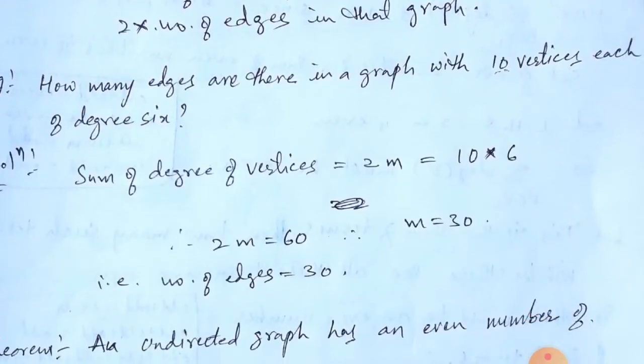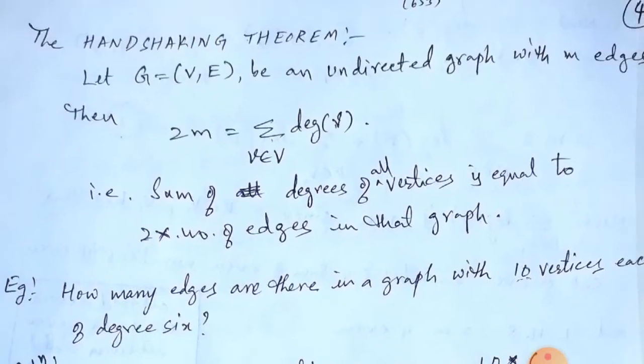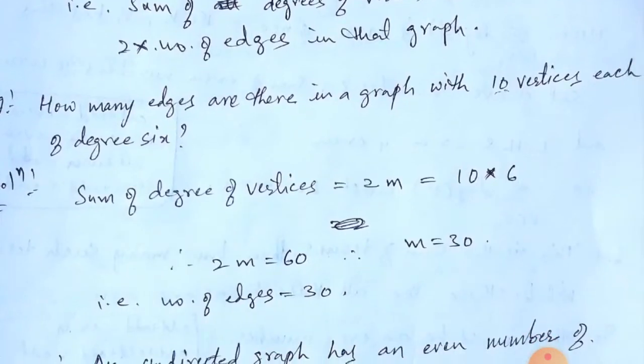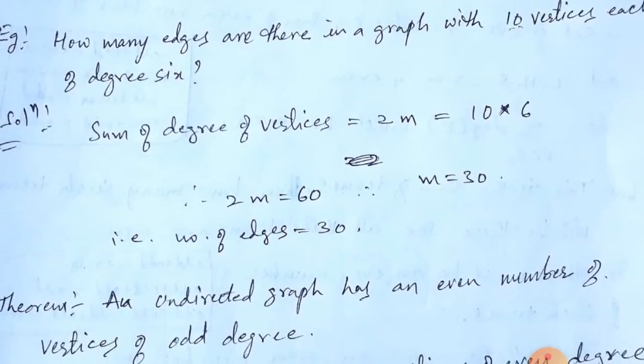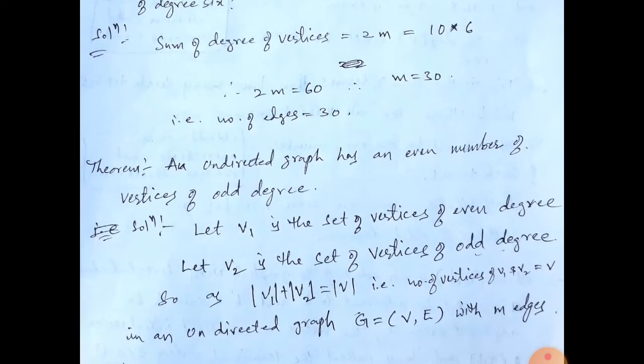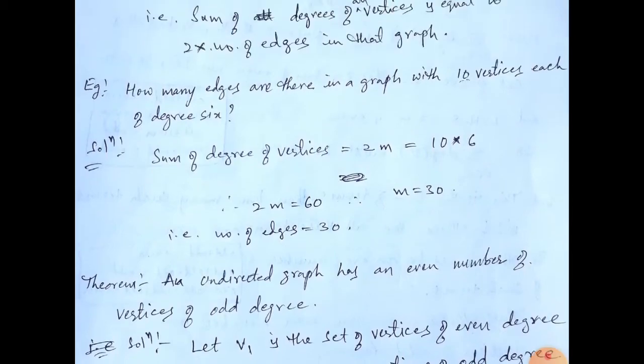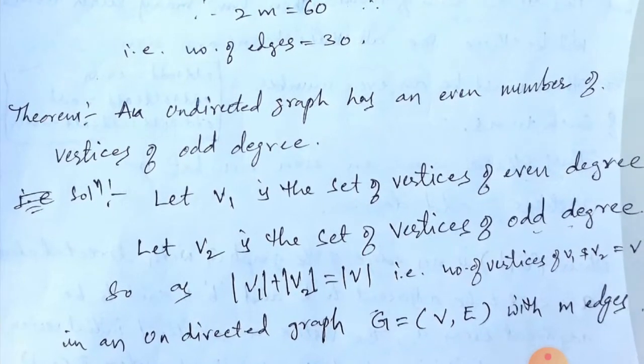Now what is the sum of the degrees of all vertices here? We have 10 vertices, each having degree 6. So the total sum of the degrees of vertices is 10 into 6. Of course, the sum of the degrees of vertices is nothing but 2m. Now 2m is equal to 60, so m is equal to 30. So the number of edges m is 30. Like this we can calculate. If m is given, we can also calculate v, the number of vertices.